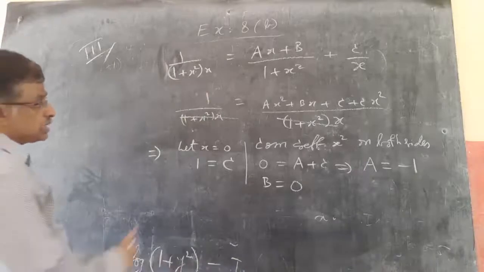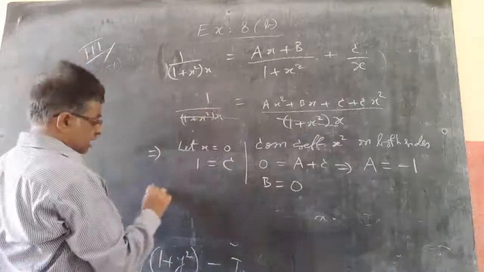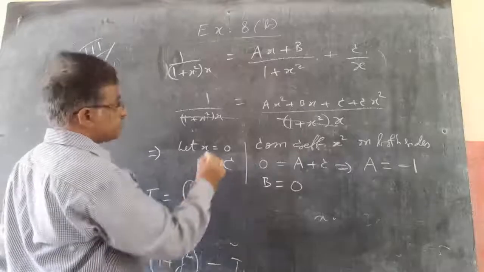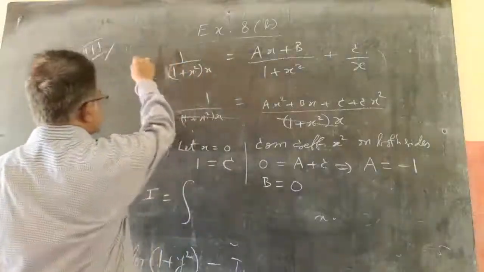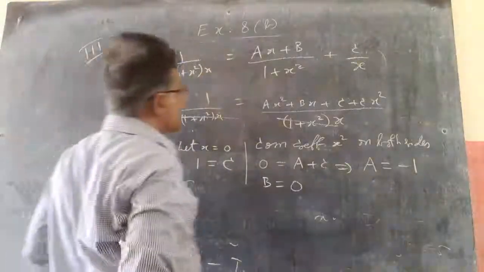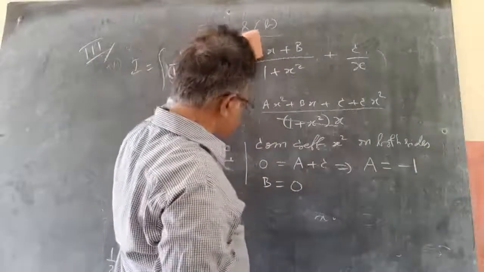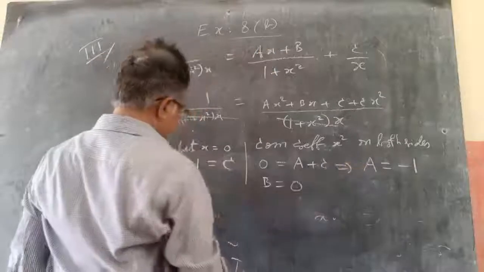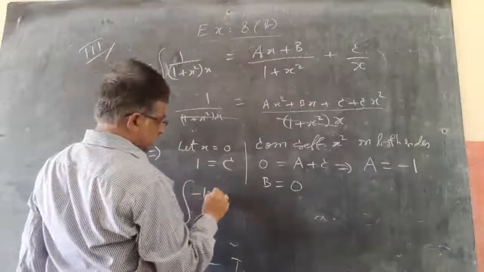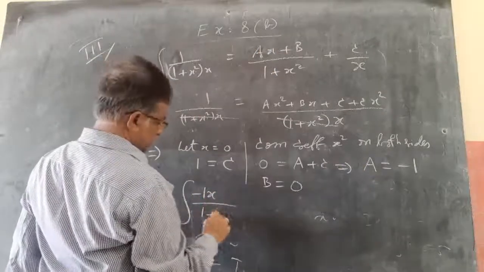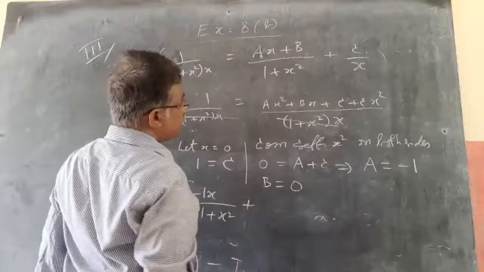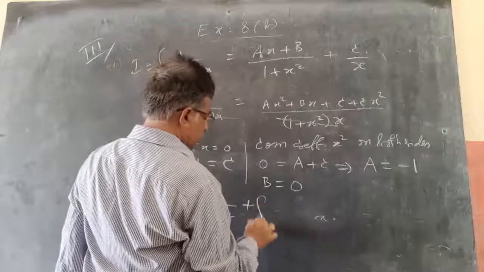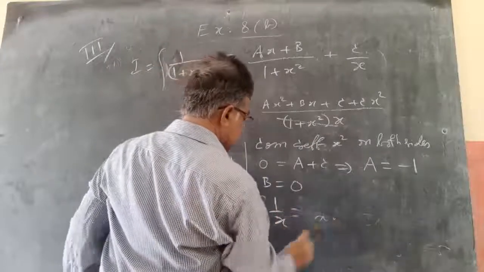Now this equation becomes I is equal to the integral of (ax plus b) by (1 plus x square), plus c by x. The a value I know: the a value is minus 1. So minus 1x plus 0, by 1 plus x square, where the b value is 0 and the c value is 1, so plus the integral of 1 by x.